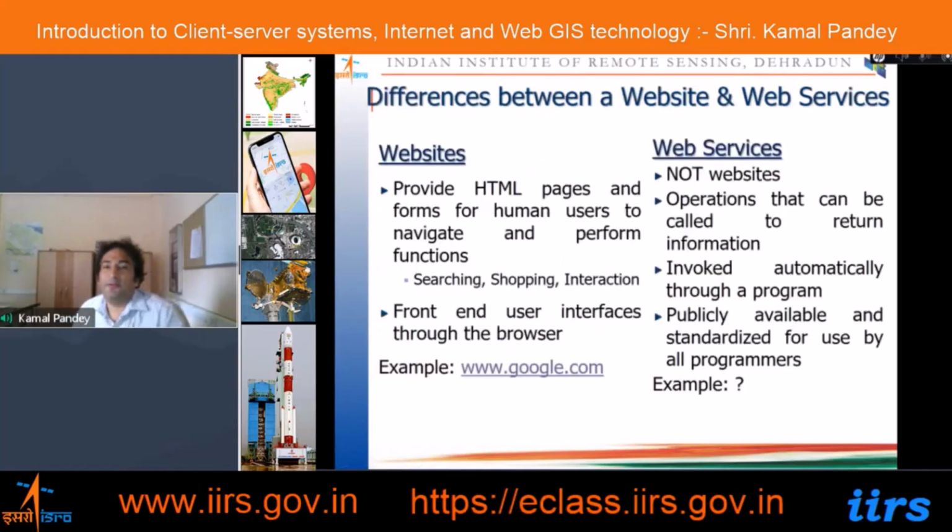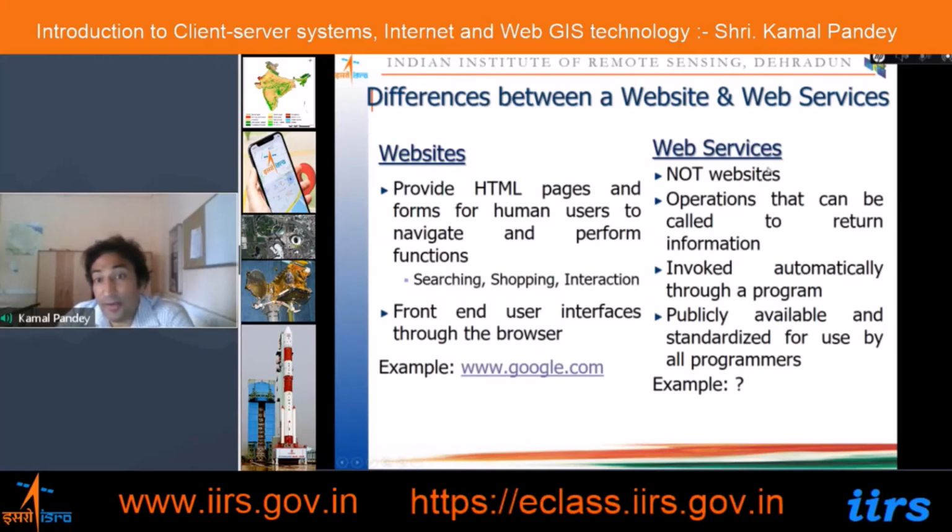Now, the difference between a website and a web service. What is a website? Basically, a website provides HTML pages and forms for a human user to navigate and perform functions, like searching, shopping, interaction. These are some of the functions provided to the user in the HTML form. Front-end user interfaces through the browsers, like google.com. This is one example of a website. Or IIRS.gov.in, human.nrsc.gov.in. These are some examples of websites.